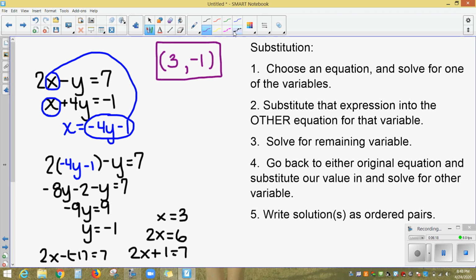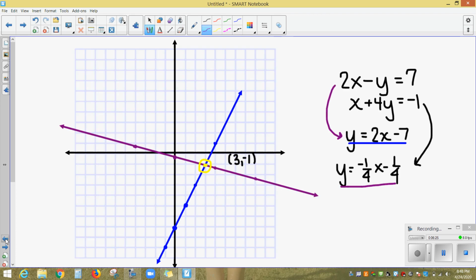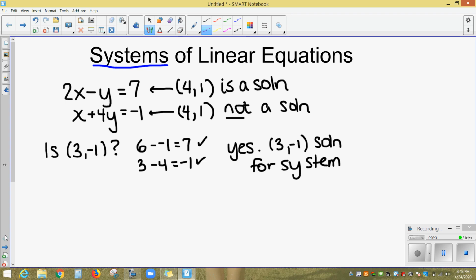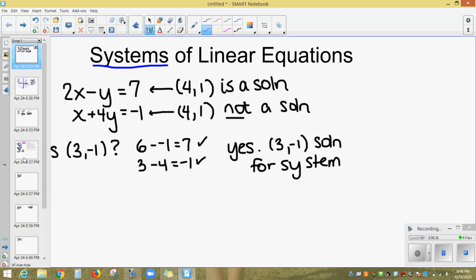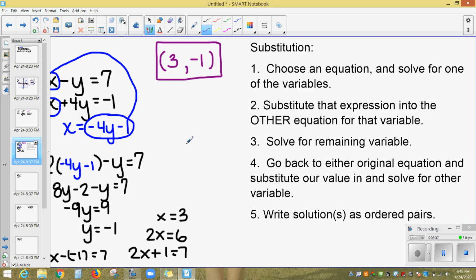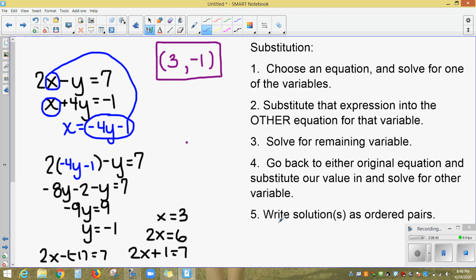Okay, here's the solution to that system of equations. Now, recall when we graphed them, that's the solution we found. And we really kind of cheated because we started the hour with, hey, is this a solution for that system? And it turns out it was. And so now we've shown algebraically why it is.